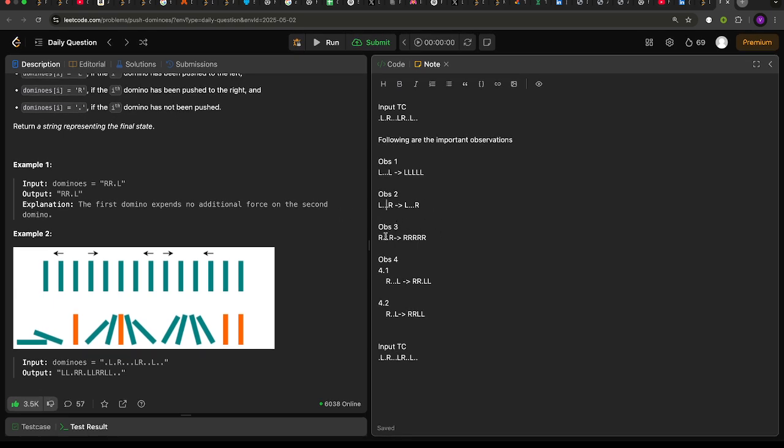Then observation 3 is, both the dominoes on the left and right side are right pushed ones. So all of this becomes right. Make sense? Then this is the important test case.